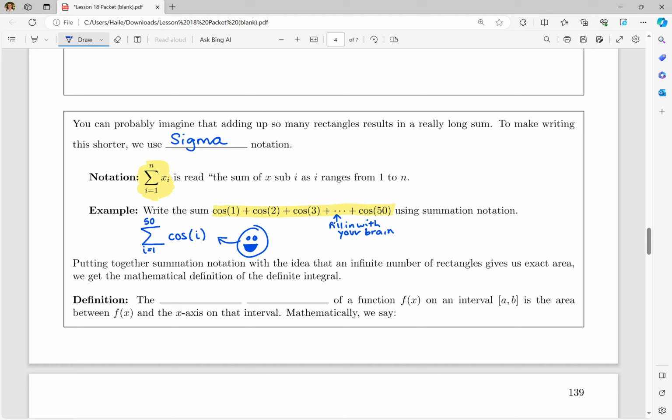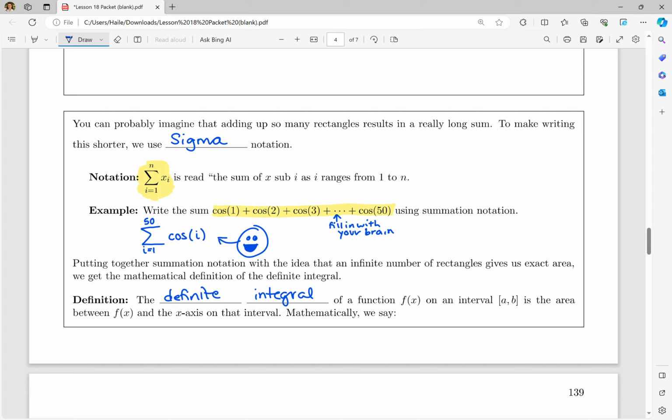Because putting together the summation notation with the idea that an infinite number of rectangles gives us exact area, we get the mathematical definition of the definite integral. So the definite integral of a function f of x on an interval a to b is the area between f of x and the x-axis on that interval.